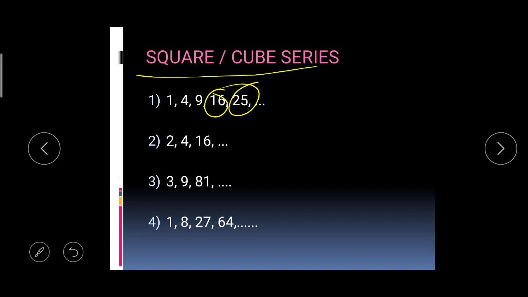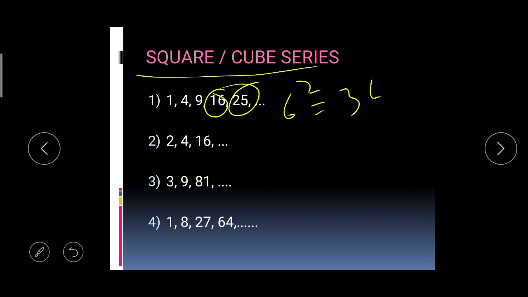It is also possible that it is not only 16, 25. It can be something like 15 or 24. So you have to understand that it is near the square numbers, right? We'll see such questions also. First, let's see 1, 4, 9, 16, 25. So this is 1 square, this is 2 square, this is 3 square, 4 square, 5 square. So next will be what? 6 square, which is nothing but 36.